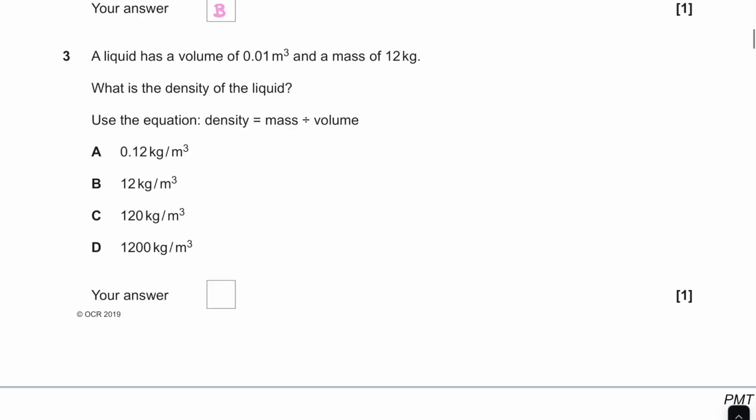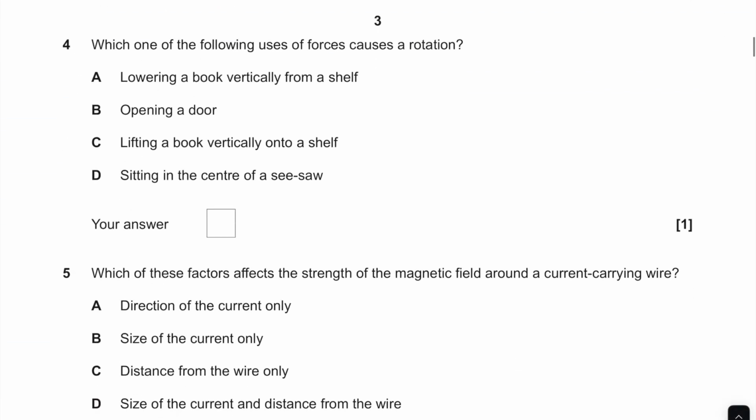Question number 3. A liquid which has a volume of 0.01 meter cube and mass of 12 kilos. What is the density? Density is mass divided by volume, so 12 divided by 0.01, which will give me 1200, or D.